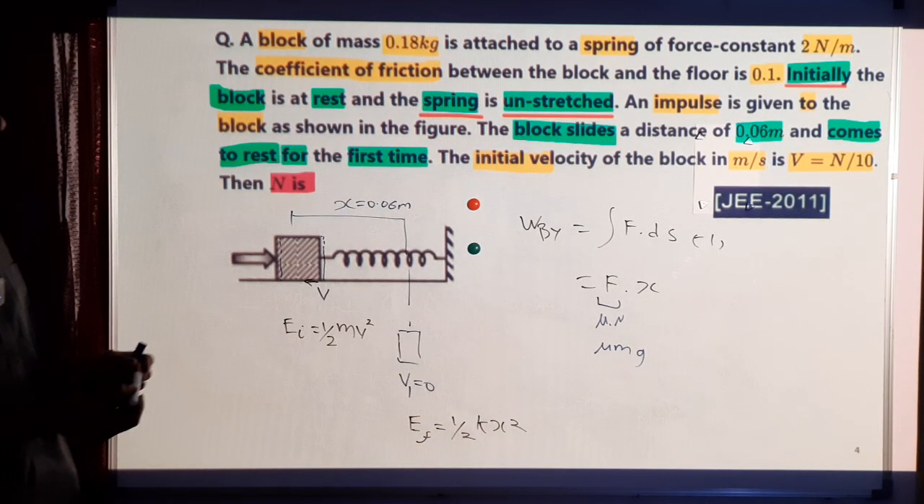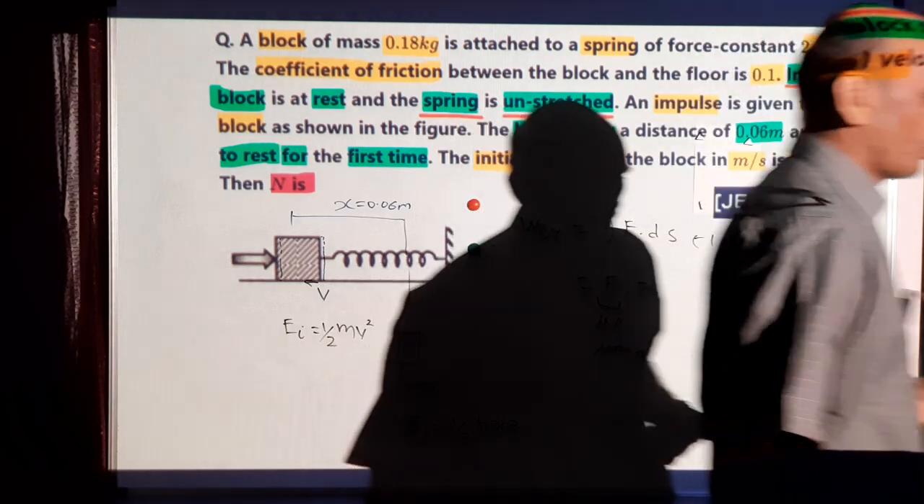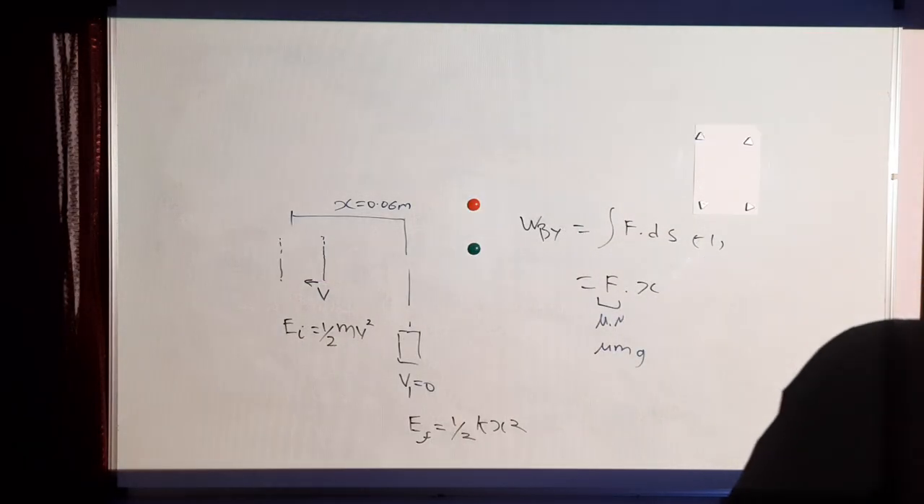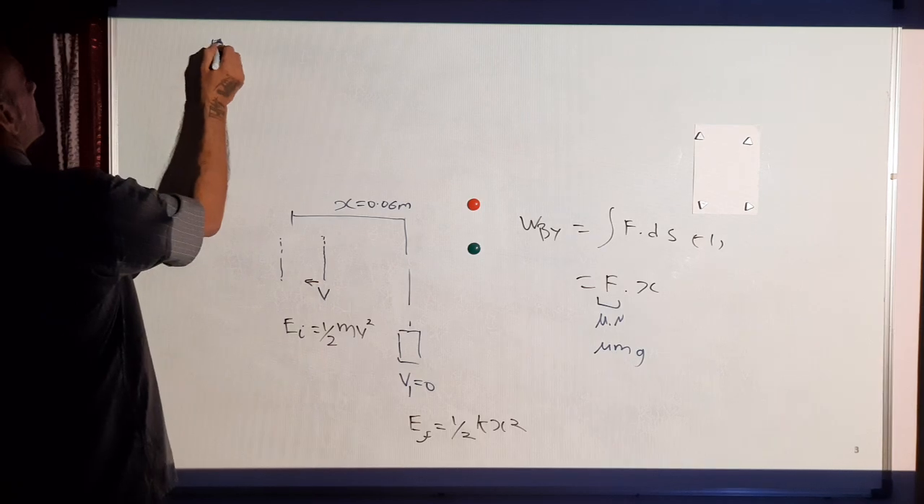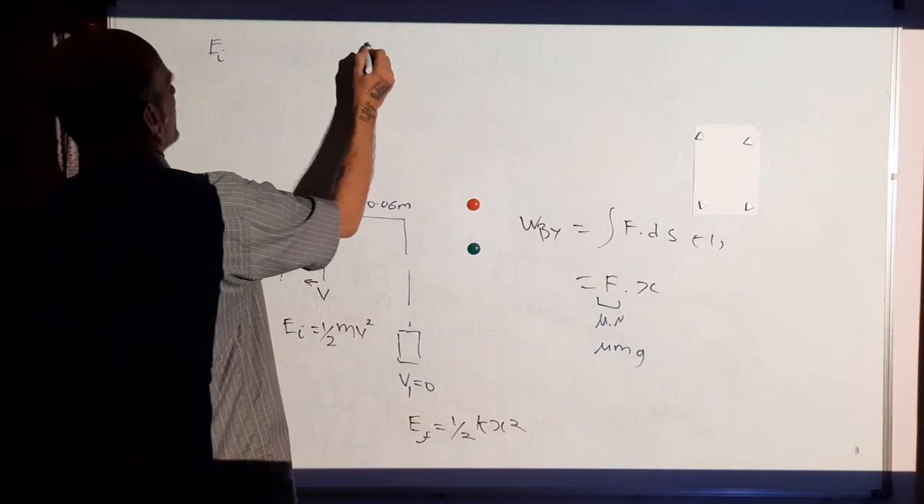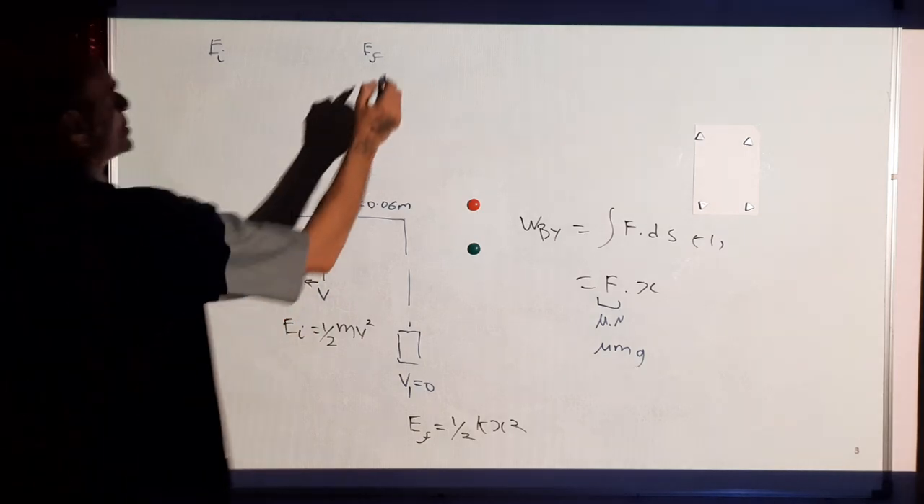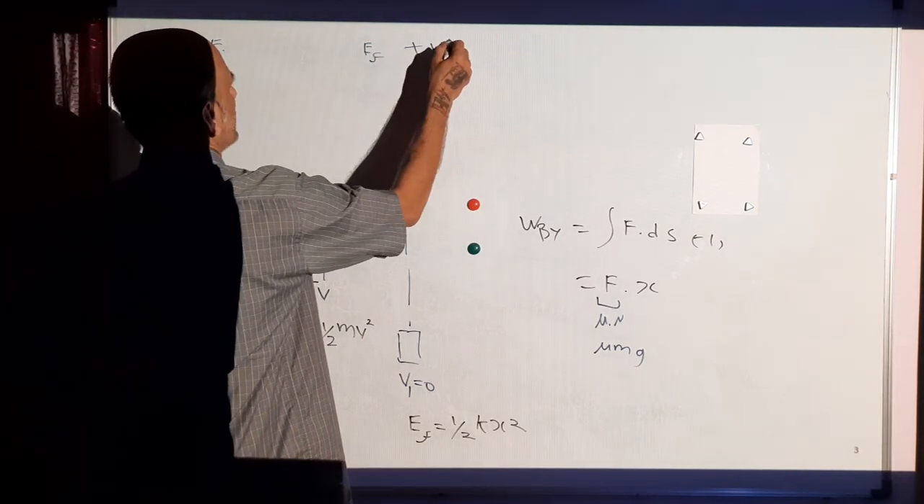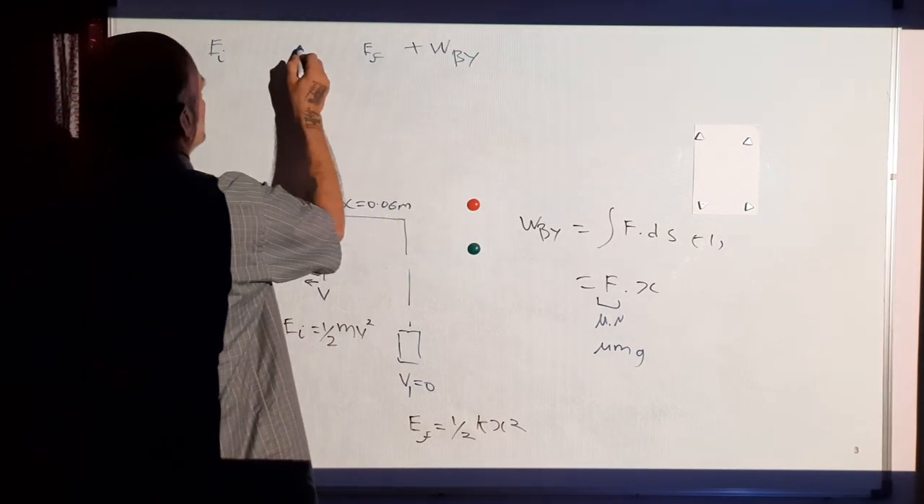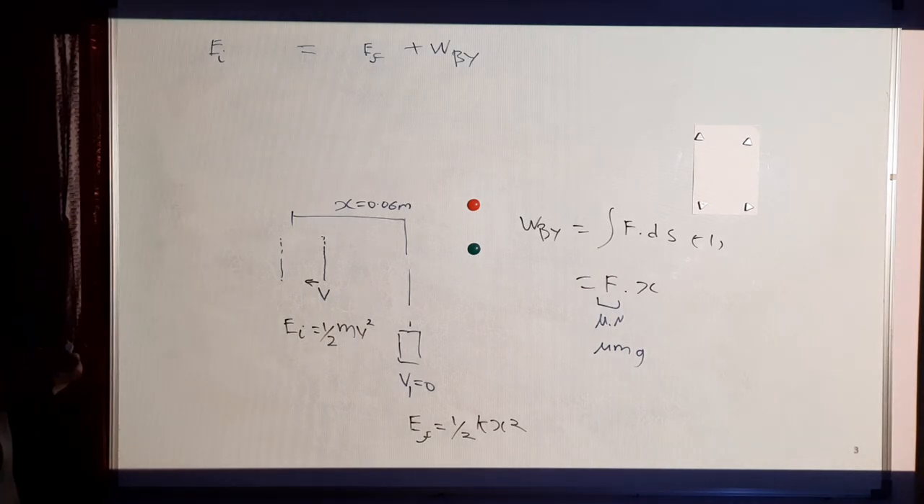So initial energy. So, work energy theorem: initial energy and final energy. Because of the work done by the system, the final energy will have reduced. So if I add this work done by the system, it will match with the initial energy. This is the work energy theorem.